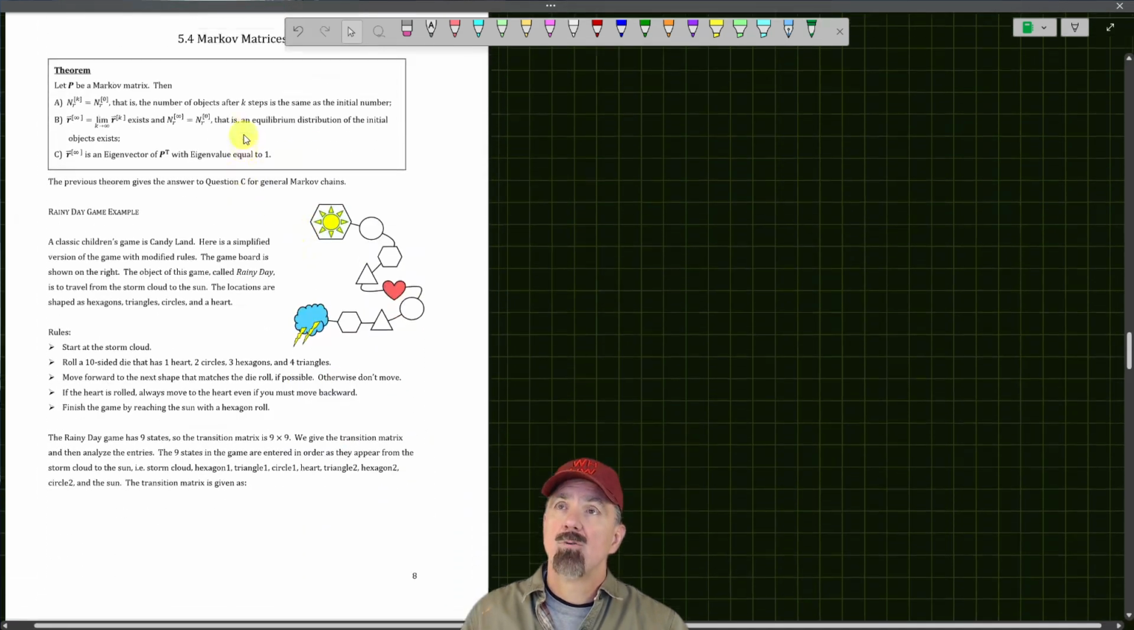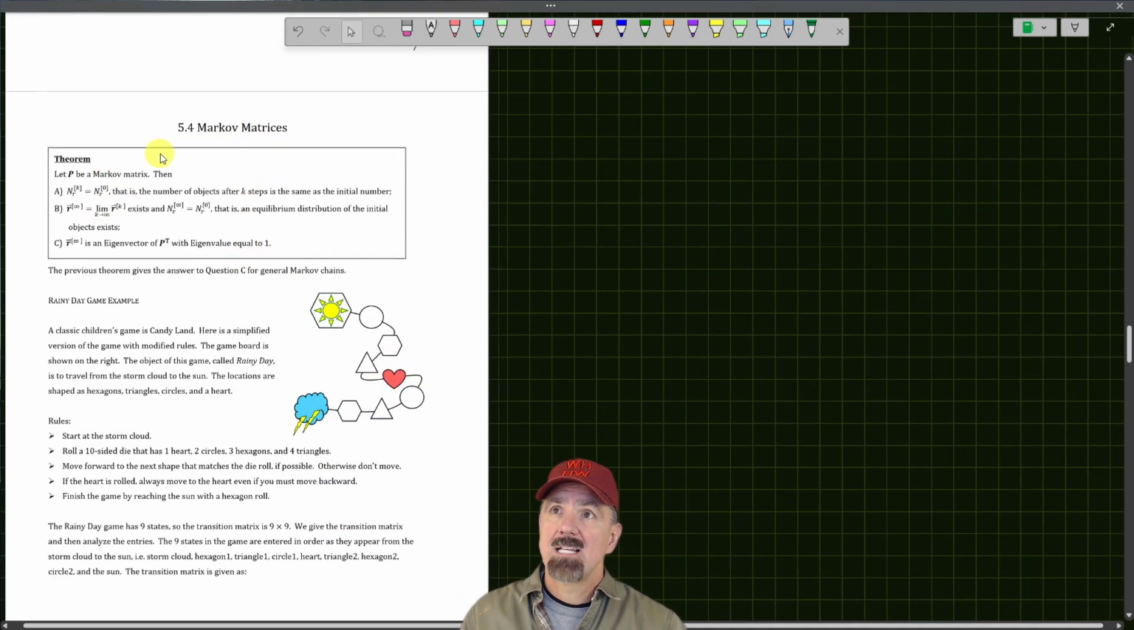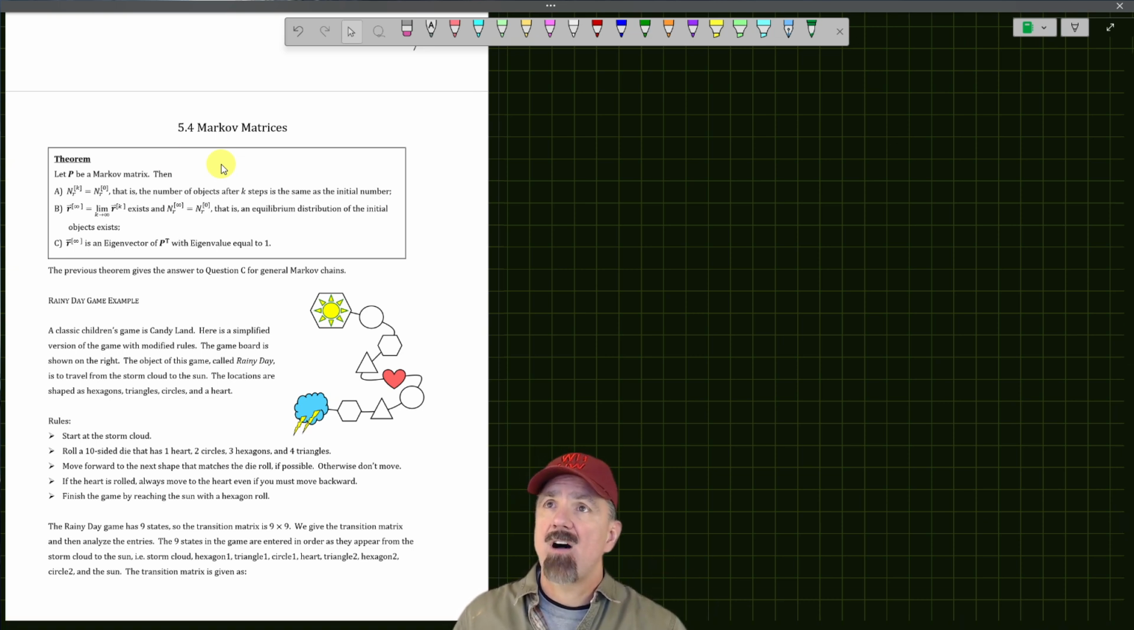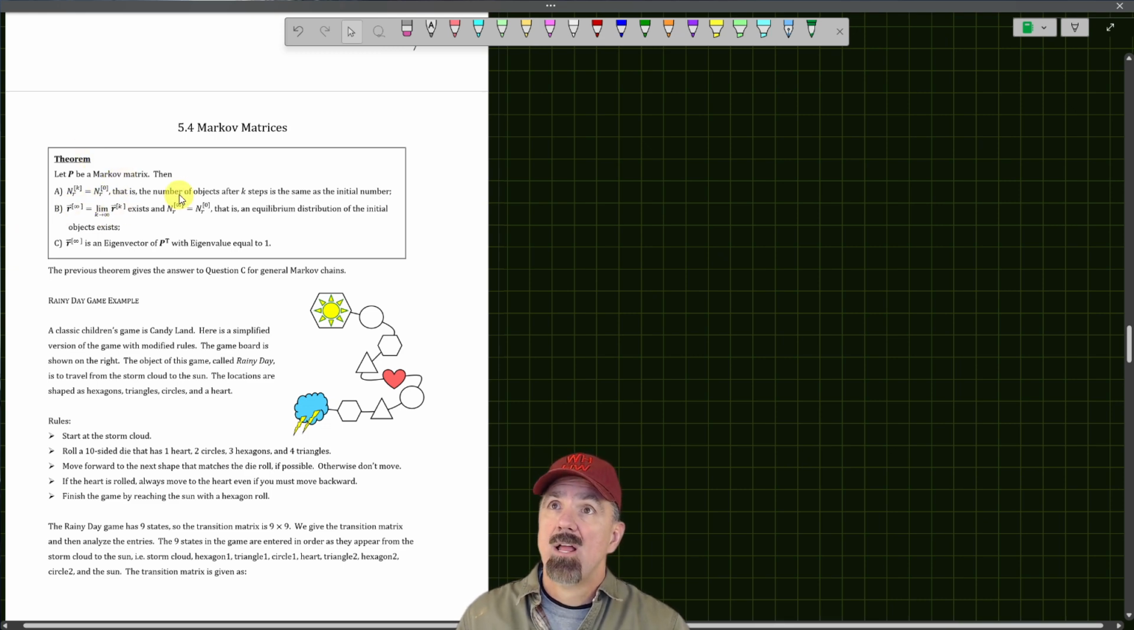There's one more really important result right here, which basically says we can't lose objects and we can't gain objects. So the number of objects, and that's what the capital N stands for, the number of objects after K steps is the same as the initial number of objects. We can neither gain nor lose objects. And then finally, there exists a steady state solution. If we have a Markov matrix, there exists a steady state solution, which is the eigenvector of the transpose of our Markov matrix, which has an eigenvalue of 1.